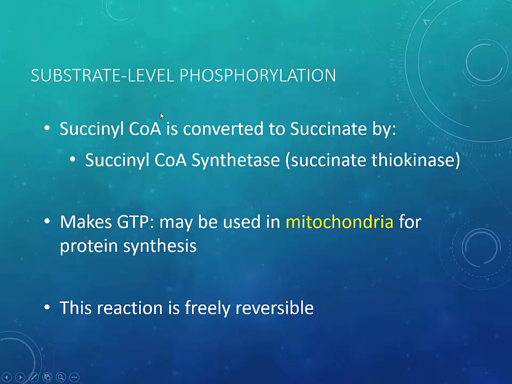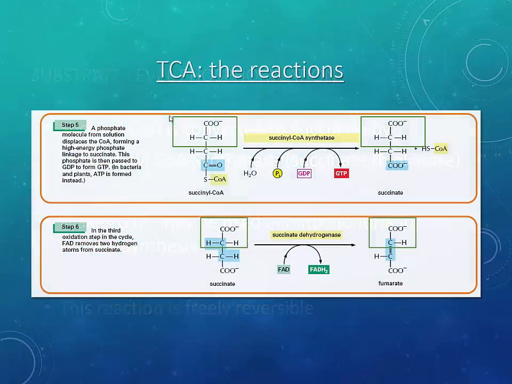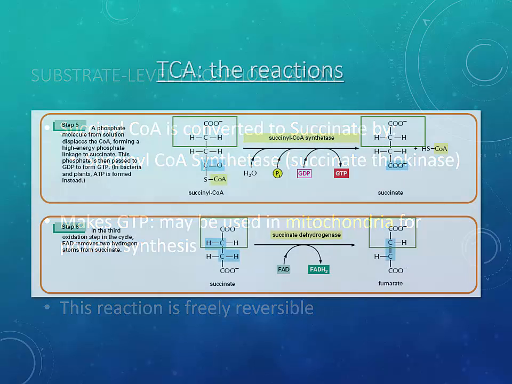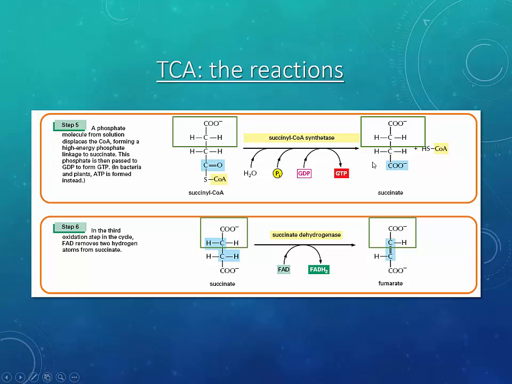So succinyl-CoA is converted to succinate by succinyl-CoA synthetase, or sometimes called succinate thiokinase. We actually do make some GTP in this reaction. That GTP is not an ATP, it is a GTP, though it may be considered an ATP equivalent by some sources. This GTP, for example, could be used in the mitochondria for protein synthesis. Translation of mRNA requires GTP, so here's a source of GTP. The reaction is freely reversible, as you can imagine, even though this arrow is showing that it isn't, but it is, and we do have energy sources in the form of GTP.